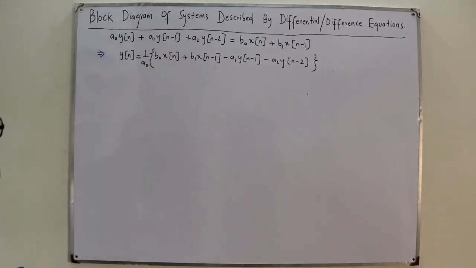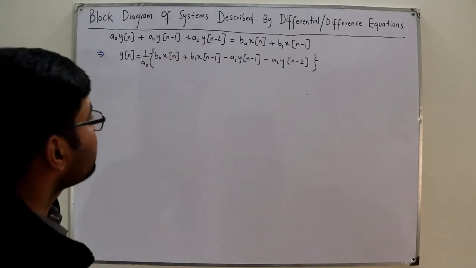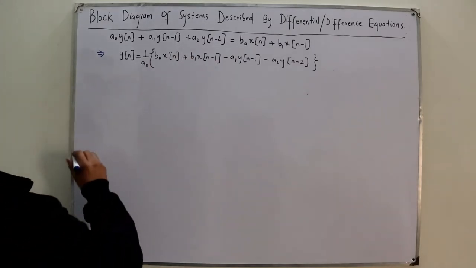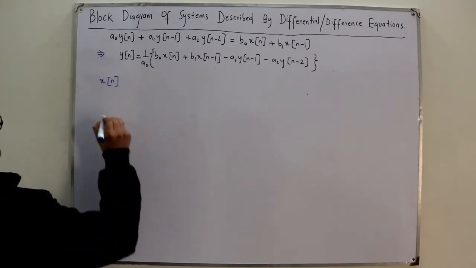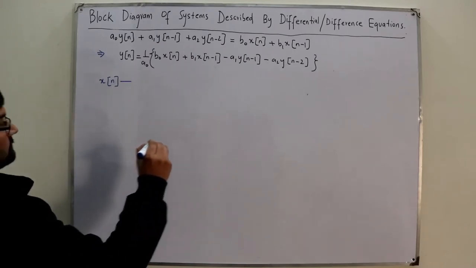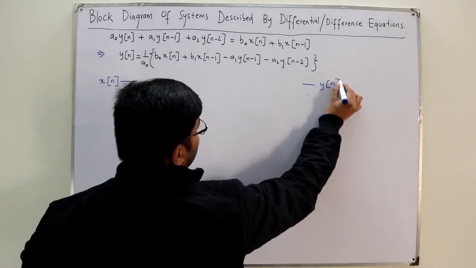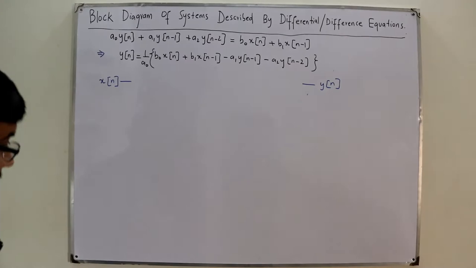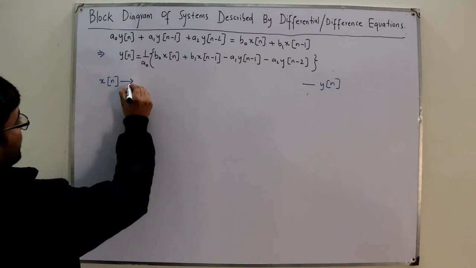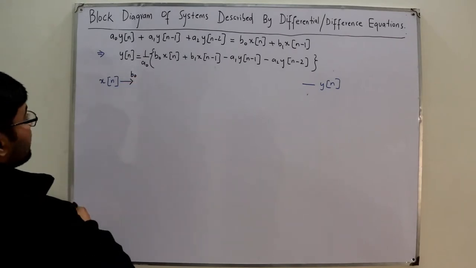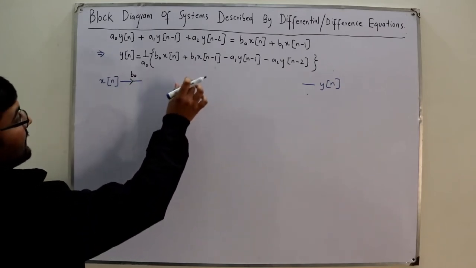So now I would have to make the block diagram for this particular equation. Again, as I told you, you take your input, that is x[n], on one side, and your y[n] on the other side. In between these two, we have the operations. First of all, x[n] would be multiplied with b0. So over here we have b0 times x[n]. Fine, it is added with b1 times x[n minus 1].